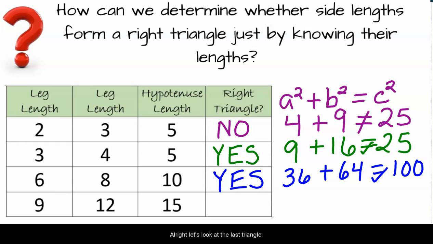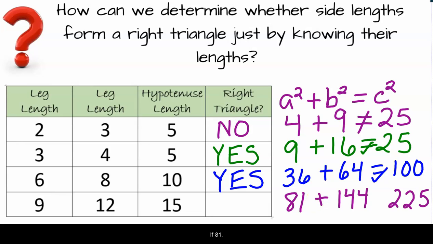All right, let's look at the last triangle. For this triangle, there are side lengths of 9, 12, and 15. 9 squared is 81. 12 squared is 144. And 15 squared is 225. So now we're going to determine if 81 plus 144 is equivalent to 225. And it is. So this one is also a right triangle.